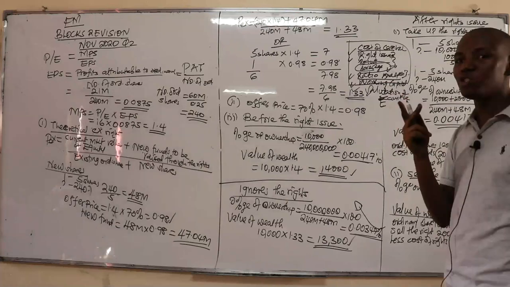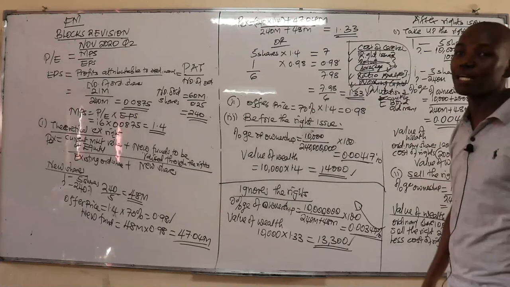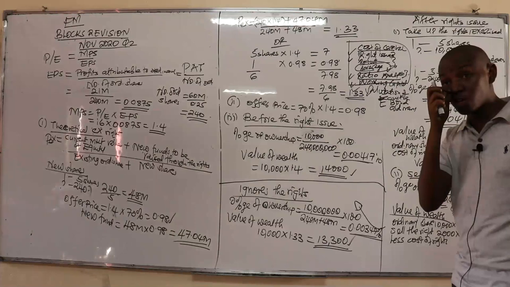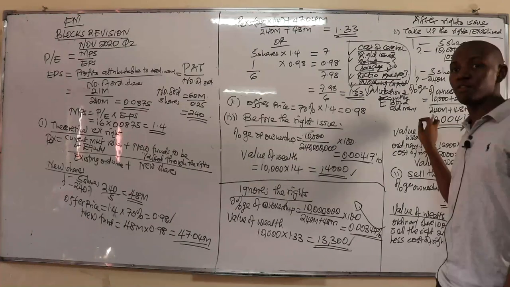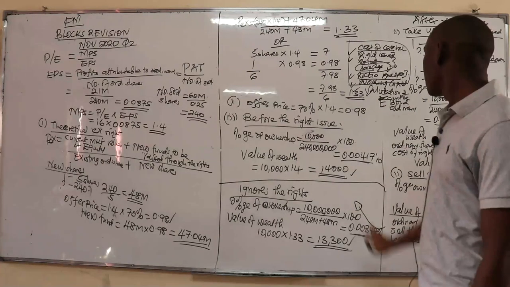And when I talk of ordinary shares, basically it is on Gordon's model, the dividend yield, either on the non-constant or the constant dividend ordinary shares.